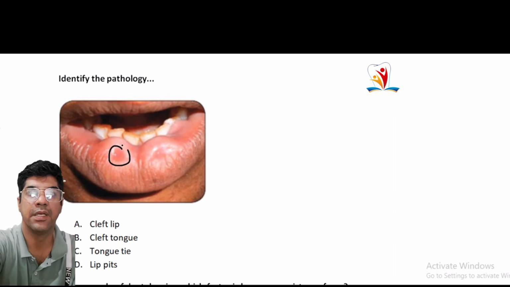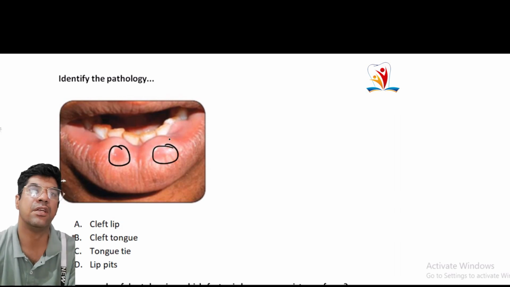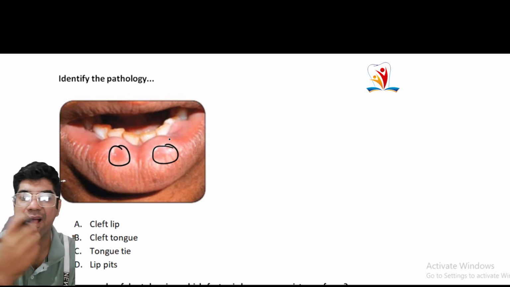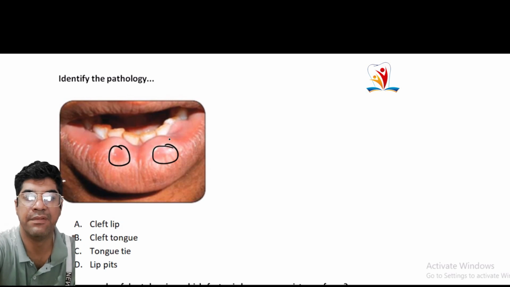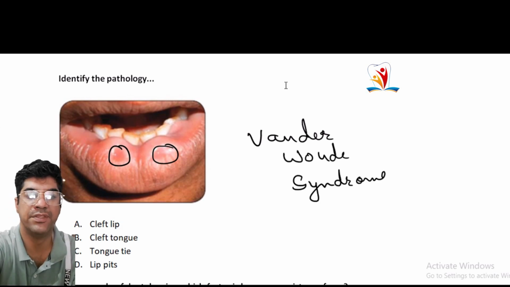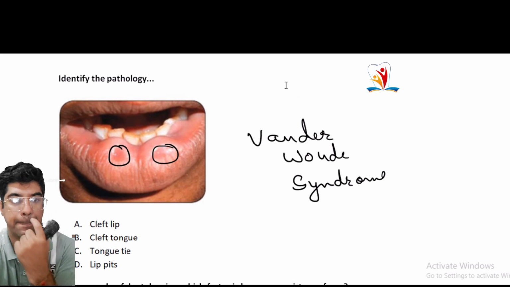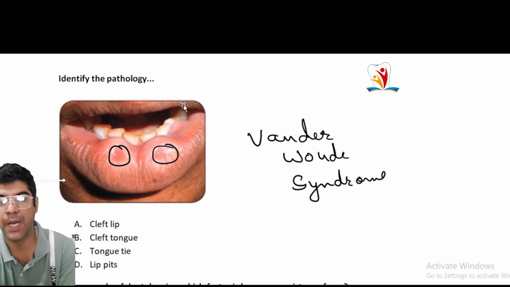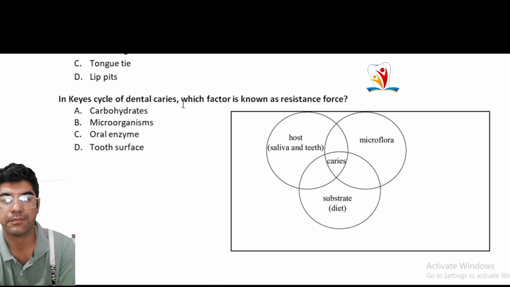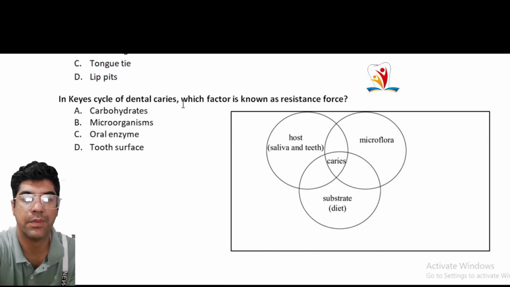So identify the pathology. You can see these lip pits. So these are associated with which disease? It's van der Woude syndrome. So in van der Woude syndrome, you will see lip pits, small depressions. They are bilateral and occur on both sides of the lower lip.